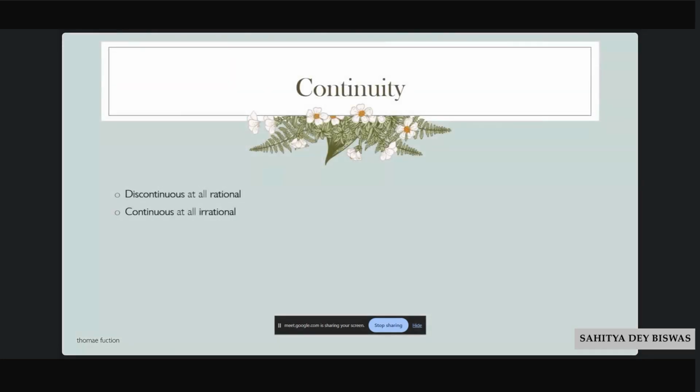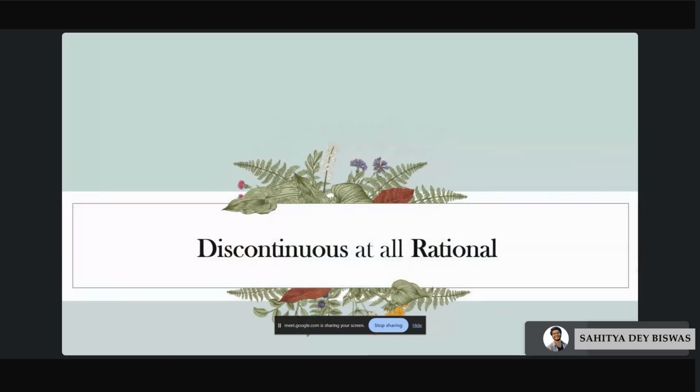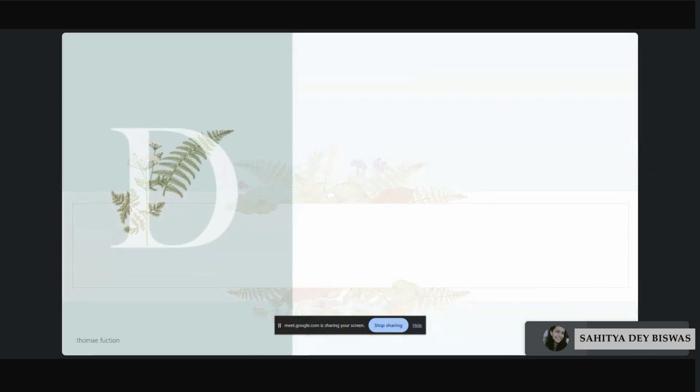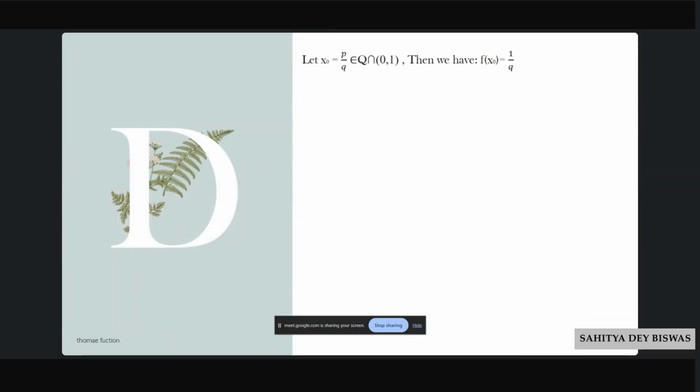So next, let's discuss its continuity. This function is discontinuous at rational points and continuous at all its irrational points. Now we are going to prove that the Thomae function is discontinuous at all its rational numbers. For that, let x naught be a rational number in the open interval 0, 1. So by definition, f of x naught equals 1 by q.